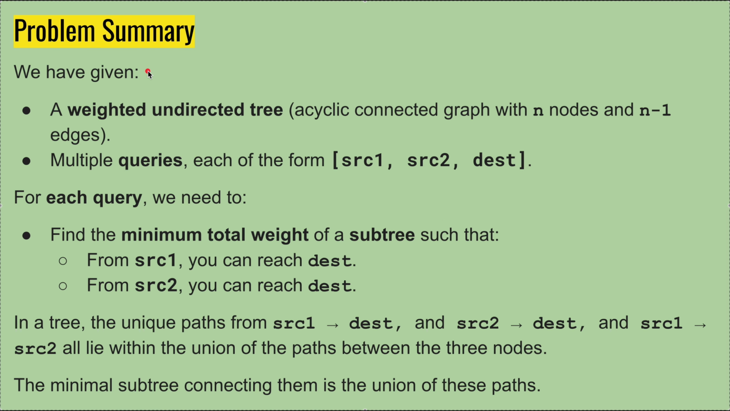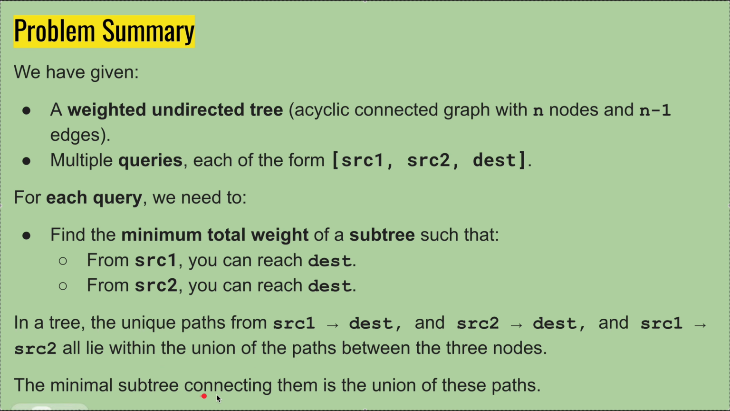So what have we been given? We have been given a weighted undirected tree, that is, an acyclic graph with n nodes and n minus 1 edges. We have multiple queries given, and for each query we need to find the minimum total weight of the subtree, right? From source 1 you can reach the destination, from source 2 you can reach the destination. So in a tree, the unique path will be from source 1 to destination, and from source 2 to destination, and source 1 to source 2, right? It all lies within the union of the paths between the 3 nodes.